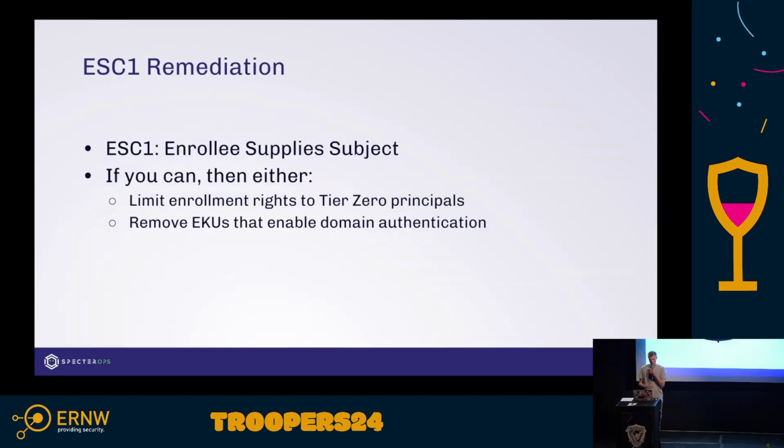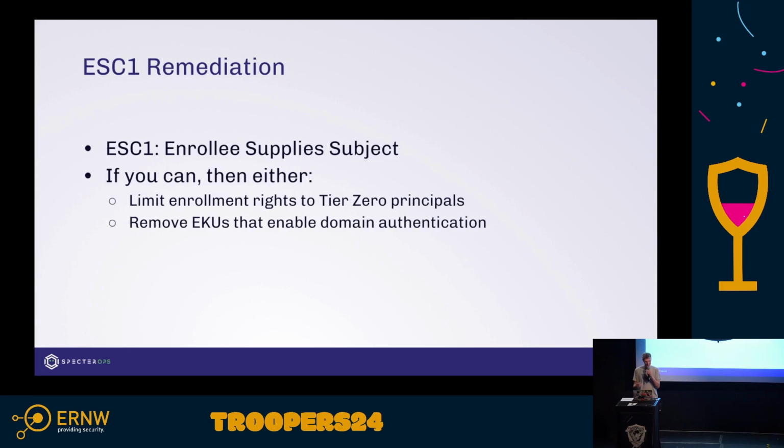So I want to focus on escalation 1 remediation, because escalation 1 is the most common thing that we see in our customers' environments. And just to recap, escalation 1 is where the certificate template has the enrollee supply subject flag, which allows you to impersonate anyone. So if you can, then you can simply solve it by limiting the enrollment rights on the certificate template to only be tier 0 principals. Then it's completely fine to have this impersonation possibility.